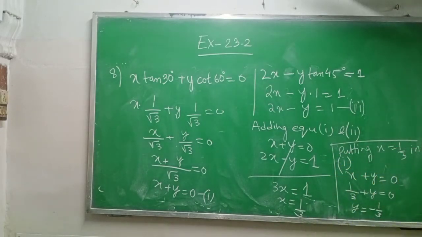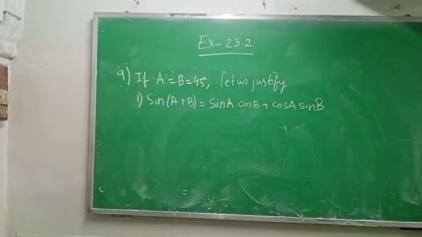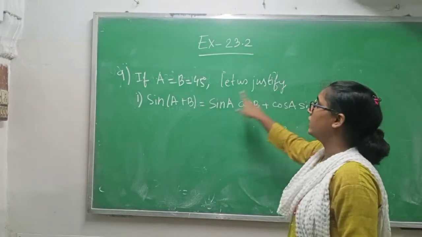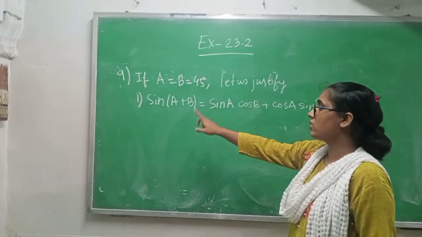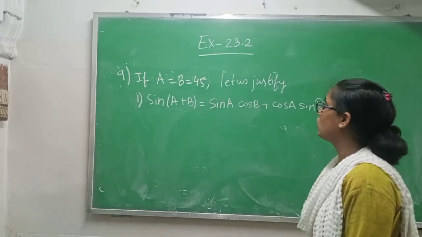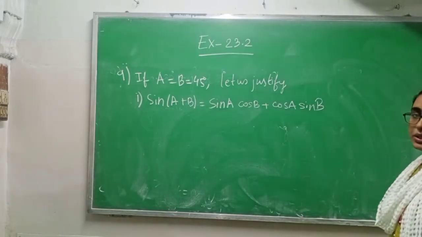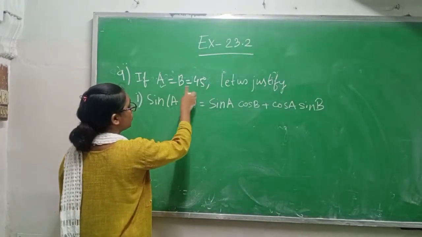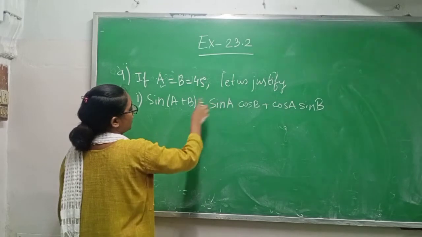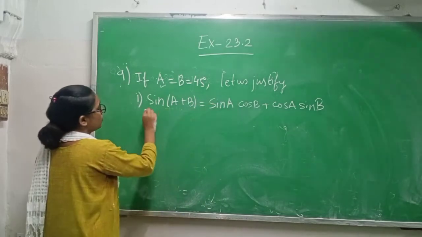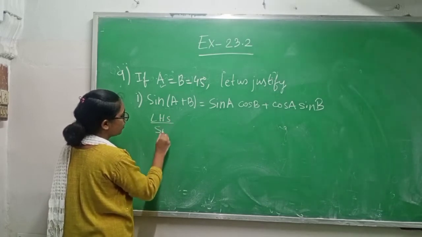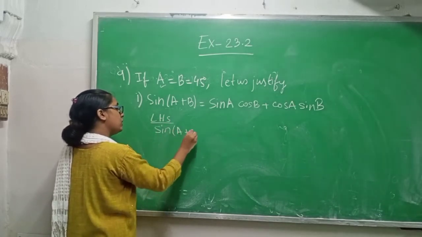Okay, copy this one. Class 10, see question number 9. It is written, if A equals B equals 45 degree, let us justify. Question number 1 is sin(A plus B) equals sin A cos B plus cos A sin B. Means angle A is given 45 degree, B is also given 45 degree, and they are telling us to justify Roman 1. So what we will do in Roman 1, first I will take LHS. In LHS you have sin(A plus B).